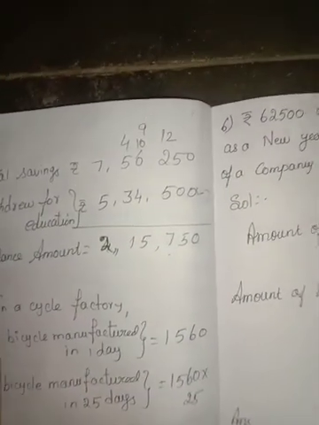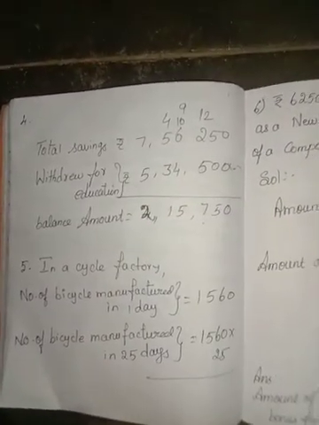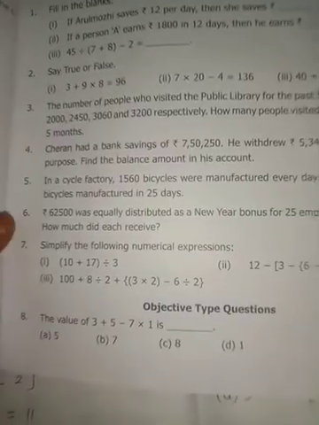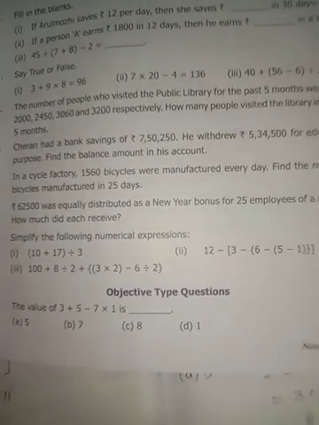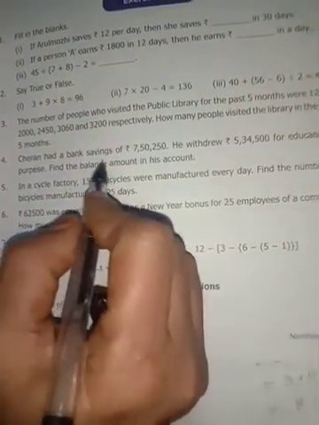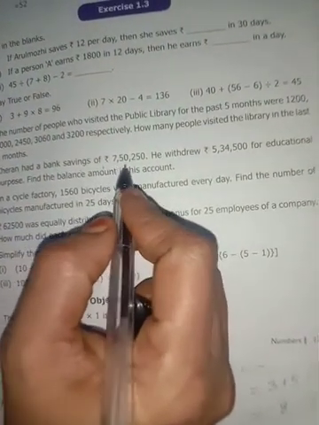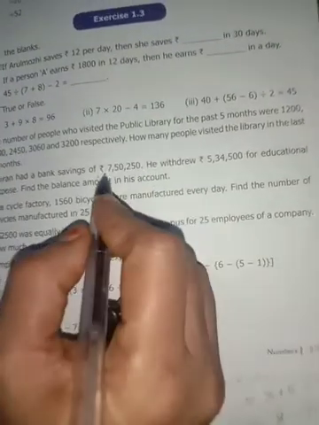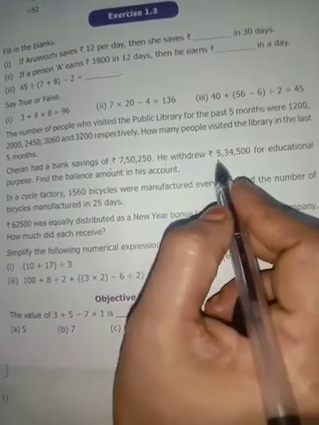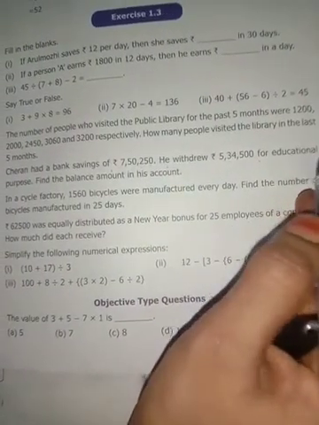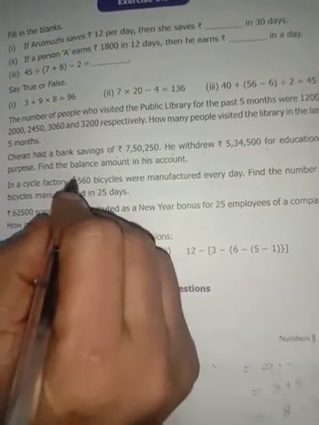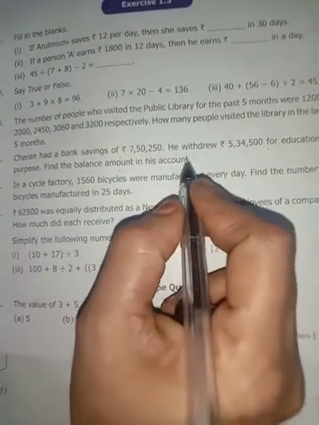I am not writing the question here. Fourth question, I am not writing the note. See the book, look here. Charan had a bank savings of rupees 7,50,250. He withdrew 5,34,500 for educational purpose. Find the balance amount in his account.